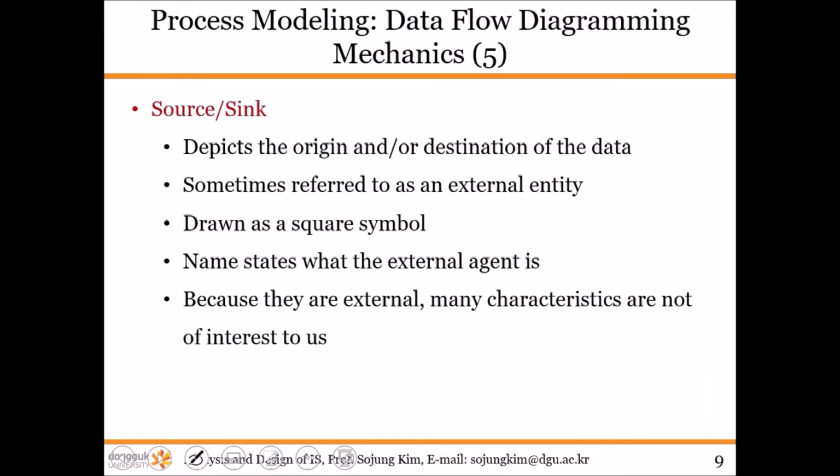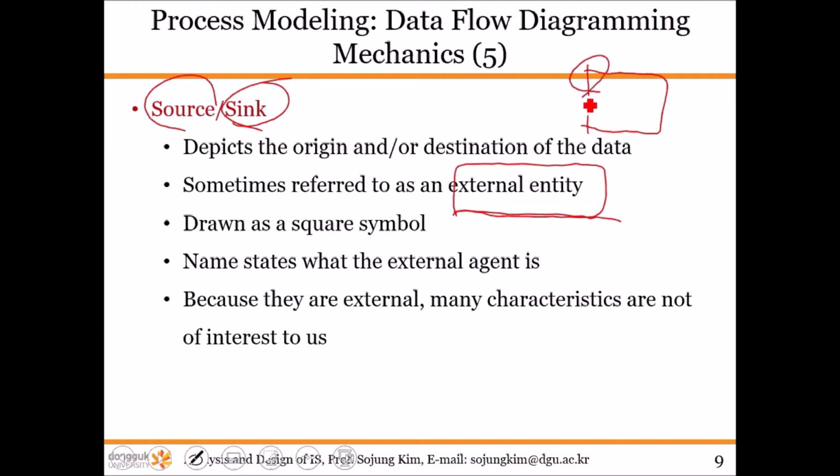All right, source sink depicts origin or the destination of the data, sometimes referred to as an external entity. Okay, source sink, external entity, these are the same thing. So square or rectangle, drawn as a square symbol which has this kind of sharp edge, and name states what the external agent is. Because they are external, many characteristics are not of interest to us. So it's something like customer. We should understand the customer, but we don't have to spend time to understand everything about the customer, right? So if customer sends a request, we will respond to the request, something like that.